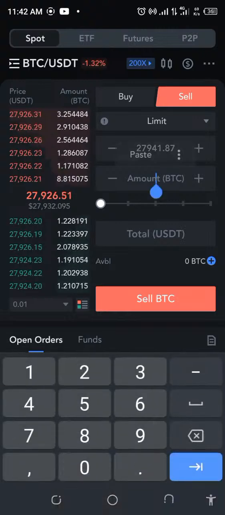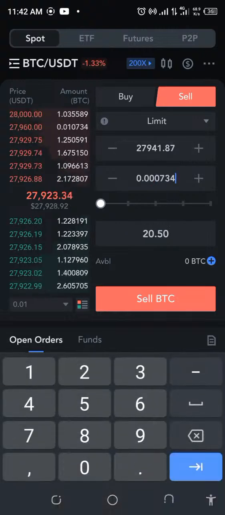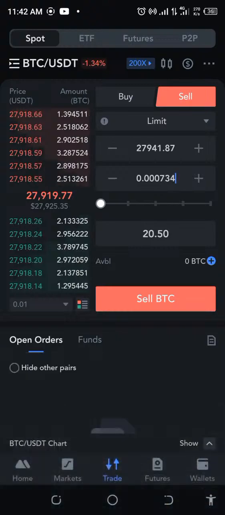Let's see. 20.50. It's really gone down. We only have 15 cents extra. Would I want to do this? Nah, let's try this out with ETH. Let's see whether this can still give us something else. Okay, let's try this out with ETH.